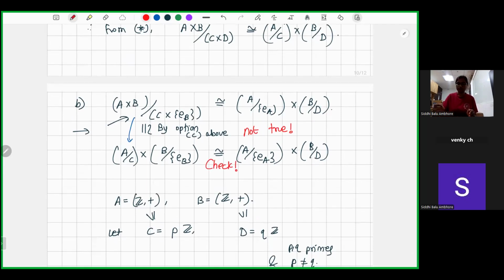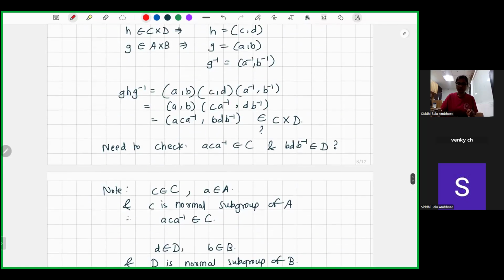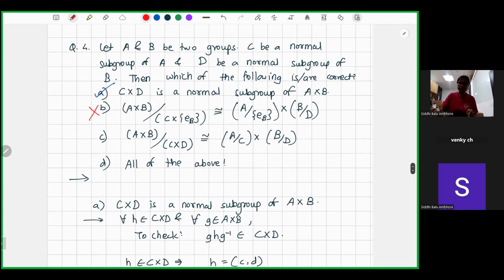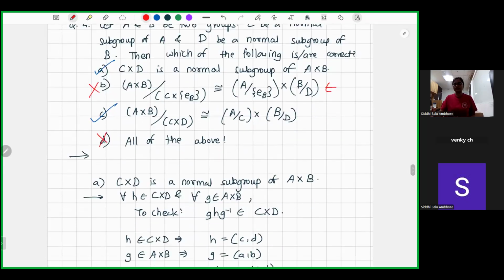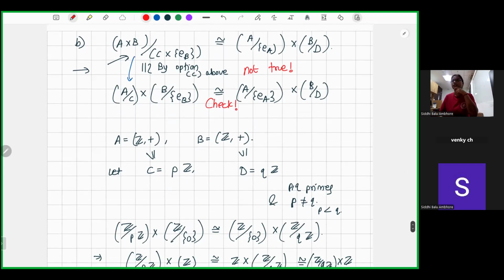This is not true. So this is not correct. This one is correct; we proved it. Please understand this properly. If you have any doubt, please ask. Any doubts here? Again, I'm asking you whether you still have any doubts for this.